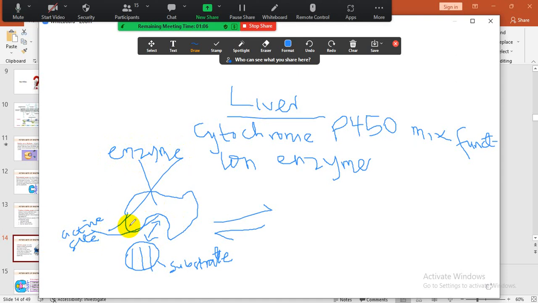Sorry, where's the eraser? My eraser. Okay, yes. Yay, eraser. Okay, I finished.